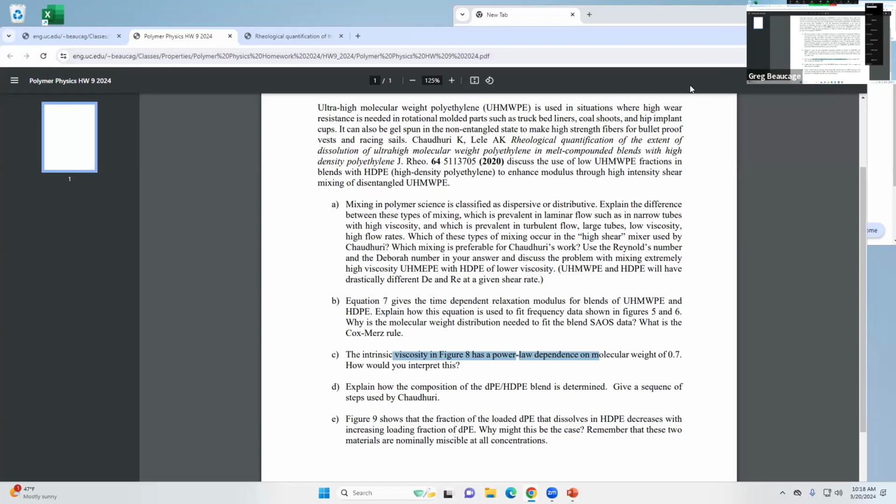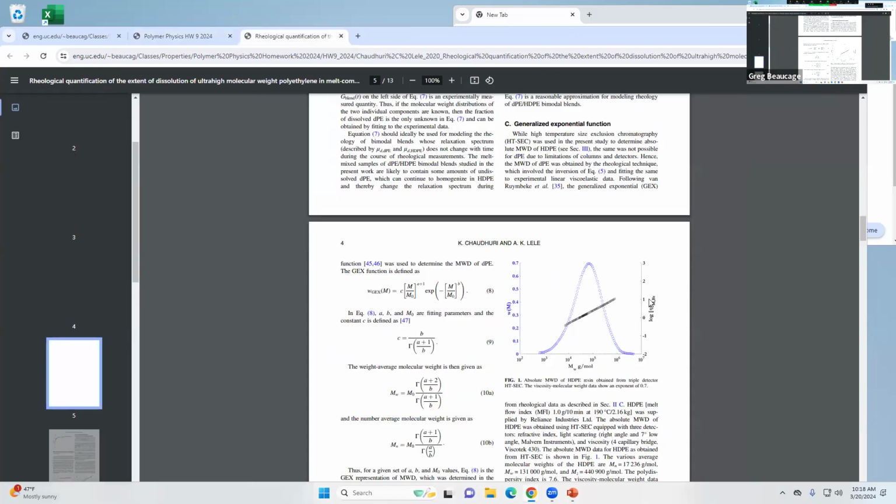Right. So anyway, this thing everybody got, that intrinsic viscosity versus molecular weight, right? So that's the Mark-Houwink equation. The prefactor for good solvent is 0.8. For theta solvent is 0.5, and he gets 0.7.